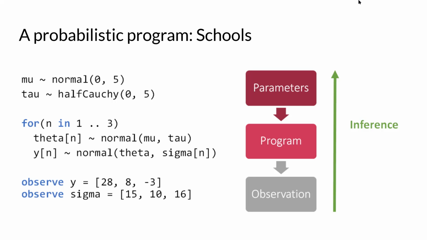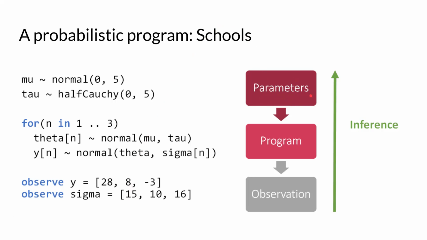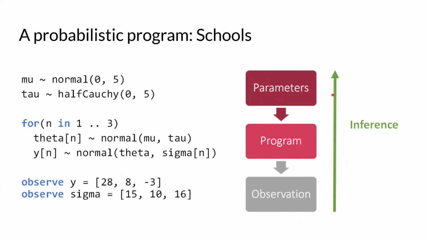So we started from the parameters, and our program describes how our data, in this case y, is generated based on these parameters. And then at the end, we observe some value for y. And now we want to work backwards and infer what the posterior distribution over the parameters is, given these observations.